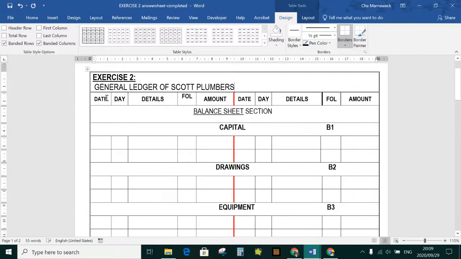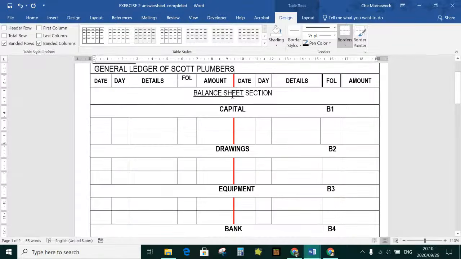Date, that's when you indicate the year and the month. Day, either a specific day or the last day of the month. Details, what is the partner account that we're going to also record that value in. Folio, FOL, what is the journal code where we're getting the information from? And amount, what is the value that we are recording for that account? Exactly the same on the left as on the right.